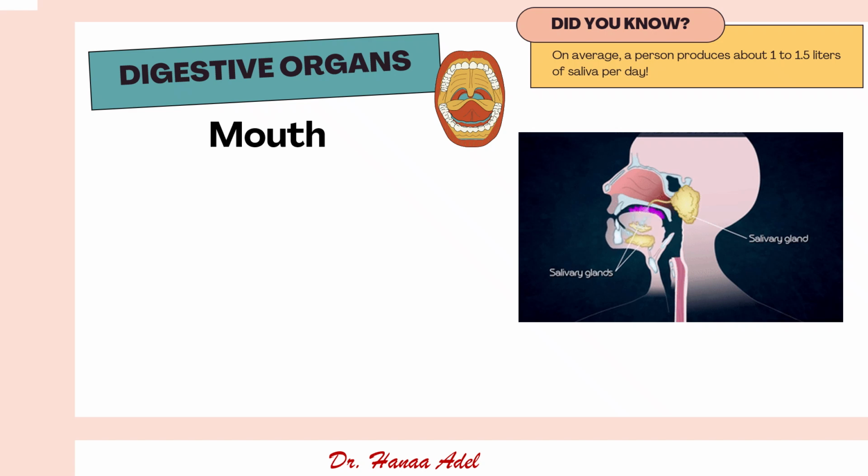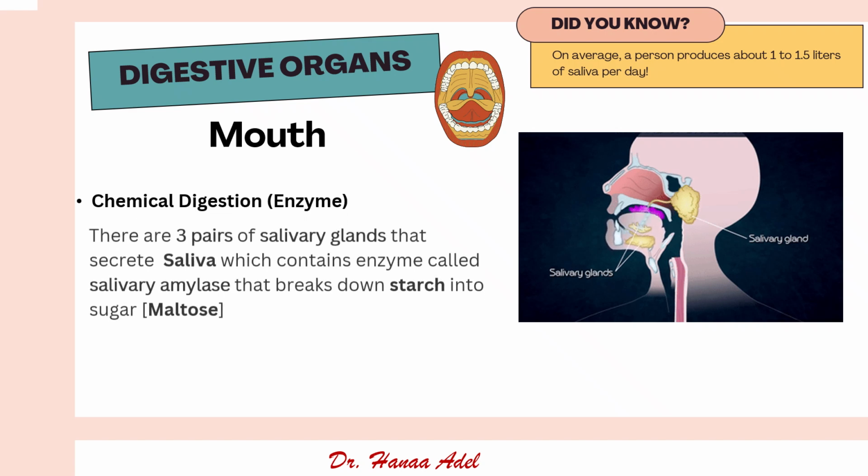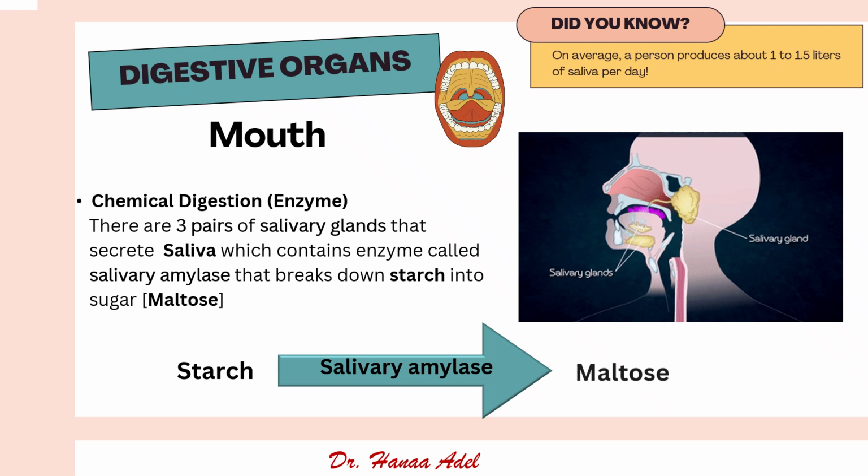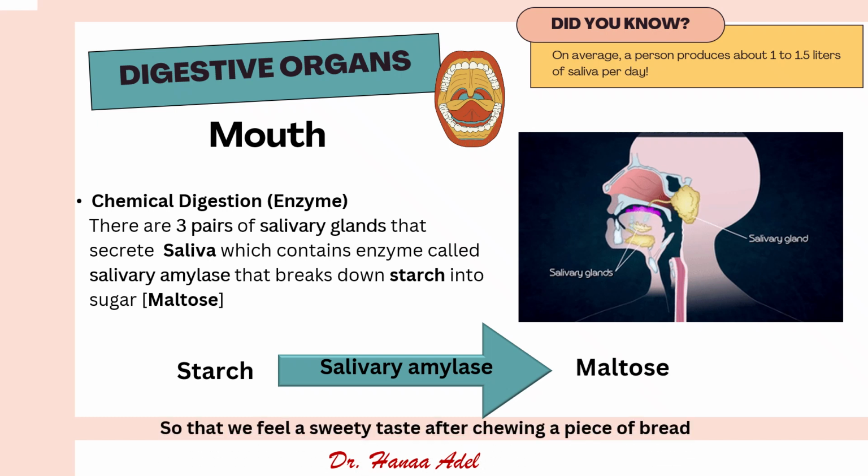If you concentrate well in the video, we can find three pairs of salivary glands. Salivary glands secrete a watery liquid called saliva, poured inside your mouth. Saliva contains an enzyme called salivary amylase. This amylase breaks down starch into a kind of sugar called maltose, so that we feel a sweet taste after chewing a piece of bread.